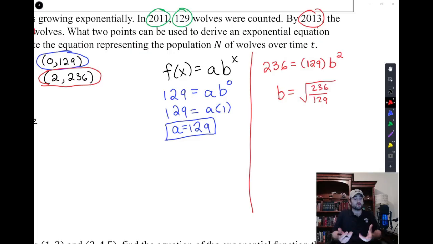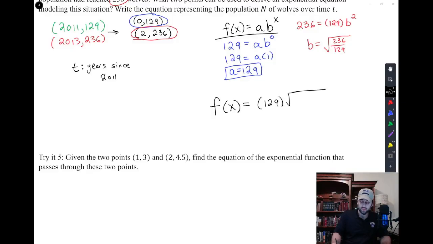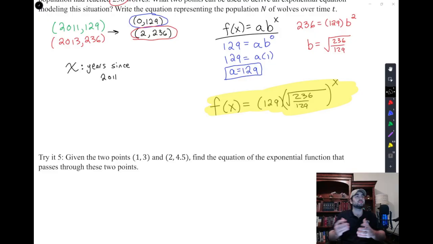And because this is exponential growth, we can assume that that's a positive square root, because it said a and b are both positive numbers. And so we have our equation because we solved for a and b. This was the general form of the equation, and so our equation to model growth is 129 times root 236 over 129 raised to the x. Oh, I used the variable x, so I might go back here and say I meant to use t, but we'll just call it x. X is the number of years that have passed since 2011, and that equation could solve for that.